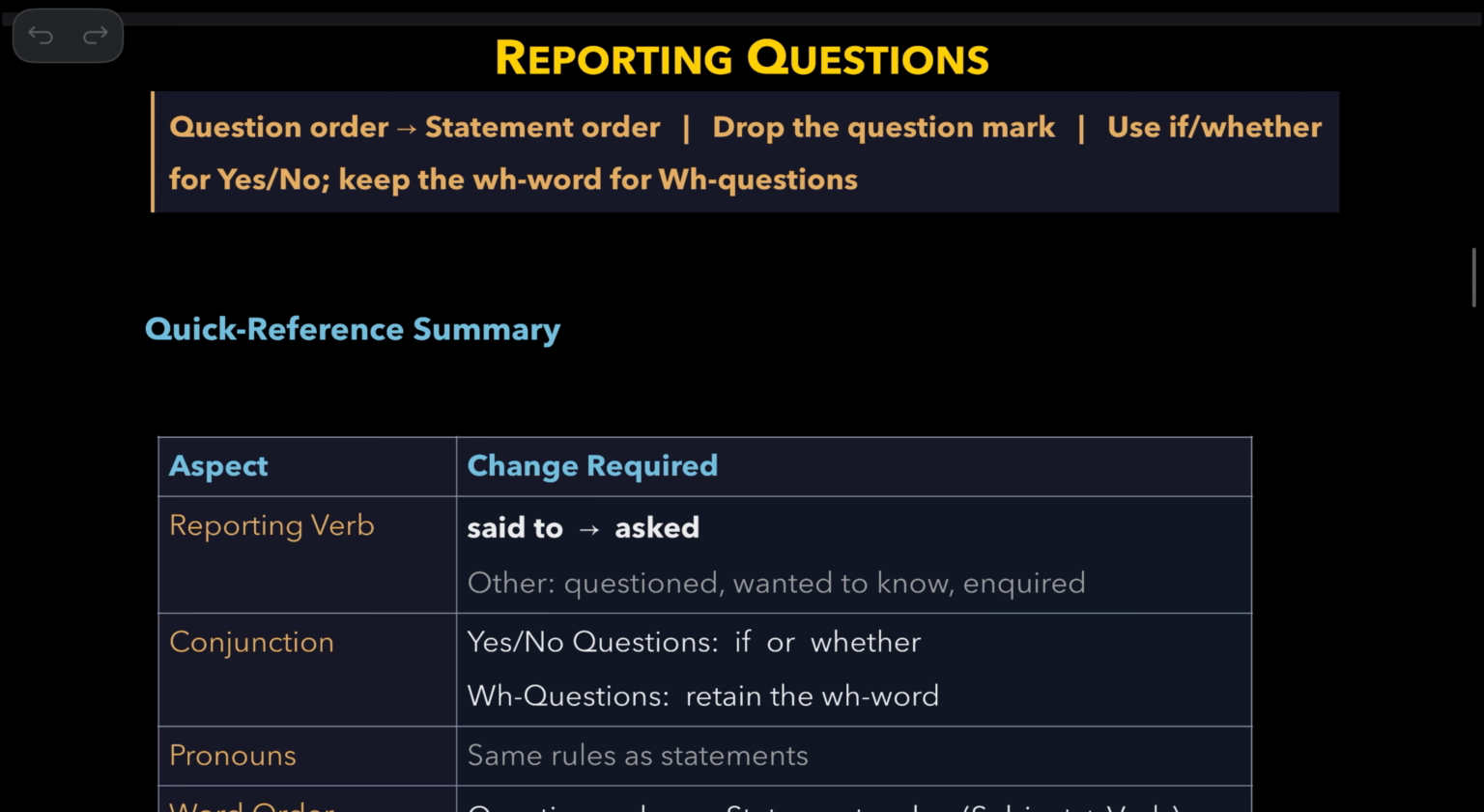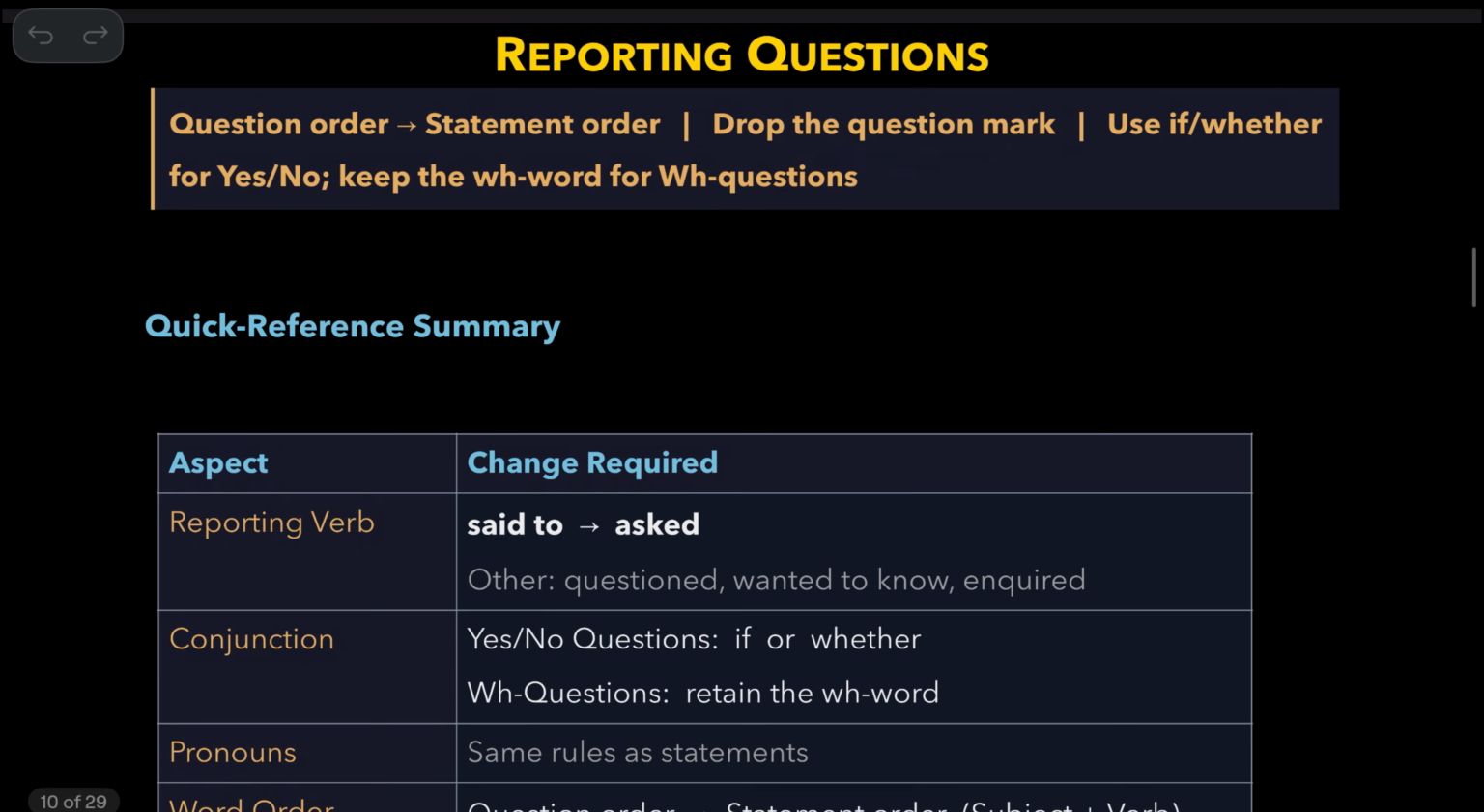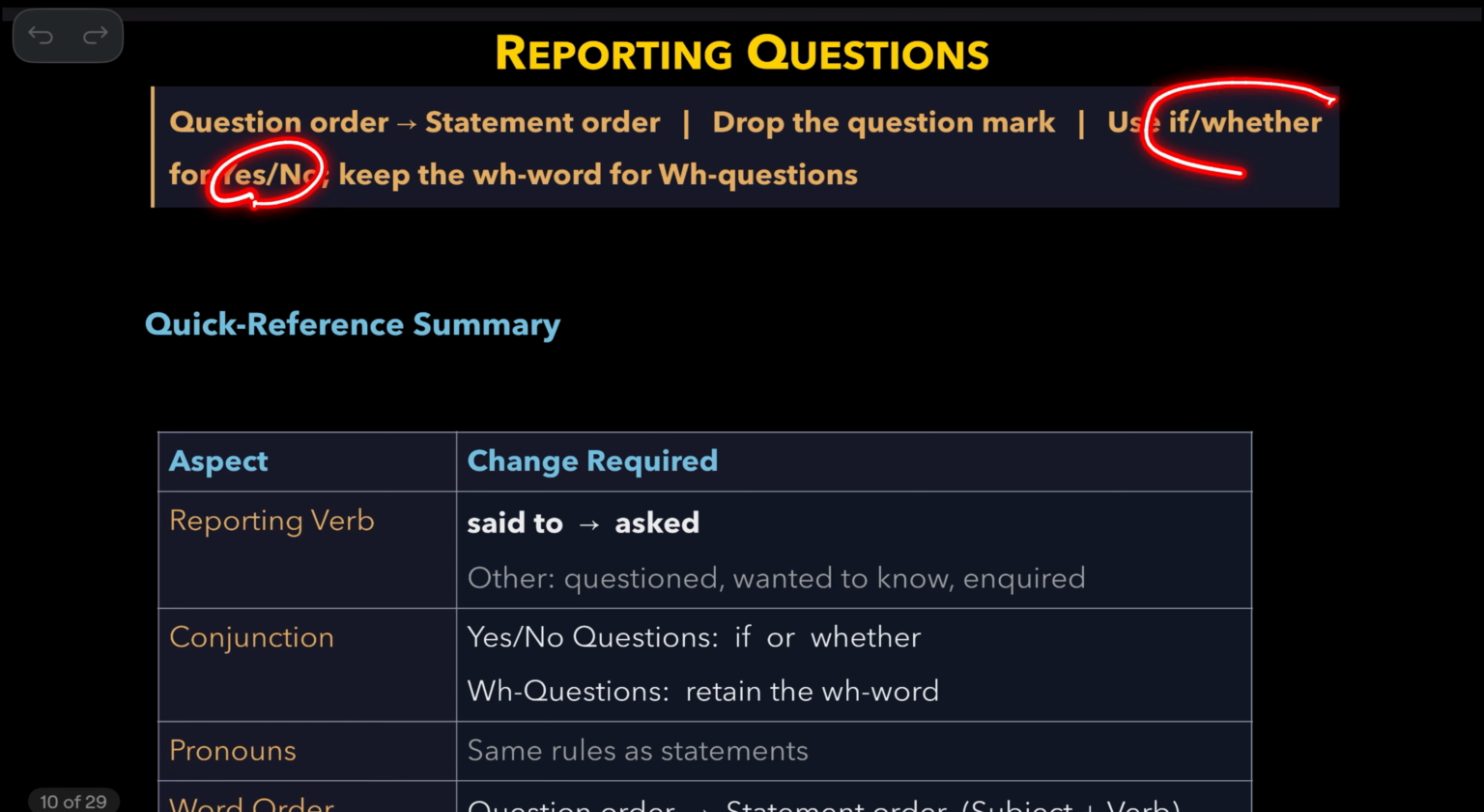Now, how to report questions? So, first thing you need to change the order of the sentence from the question order to statement order. And you should also drop the question mark. And you should use if or whether as a conjunction. If it is a yes no question, you use if or whether. And if it is a wh question word, you use the same word. Wh questions include how, the word how.